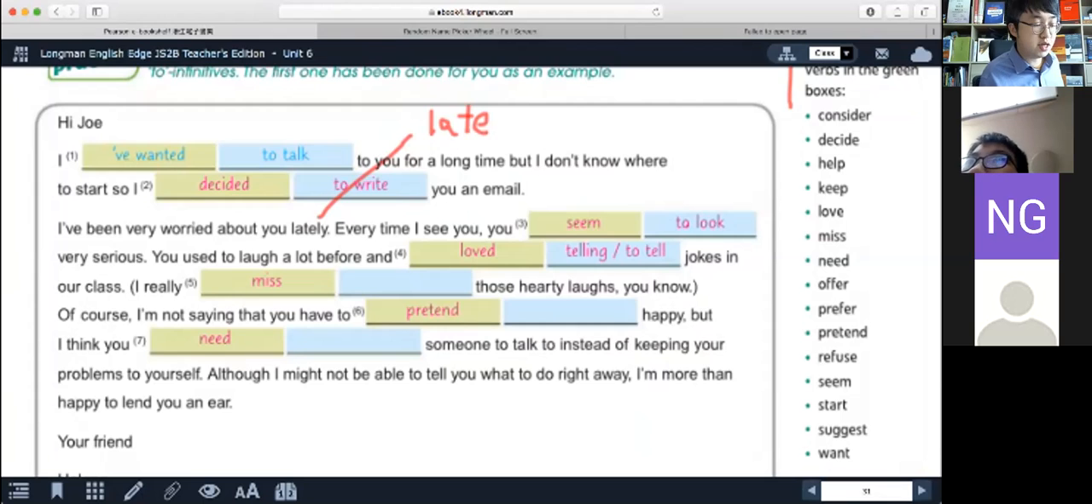I really miss. For the first column, you can see miss here. It is followed by a gerund. So I think I really miss hearing those heartbeat laughs. All right, so I hope you have a better understanding of how to do this exercise. Now I'm going to invite one student to read from of course to the end of this email.